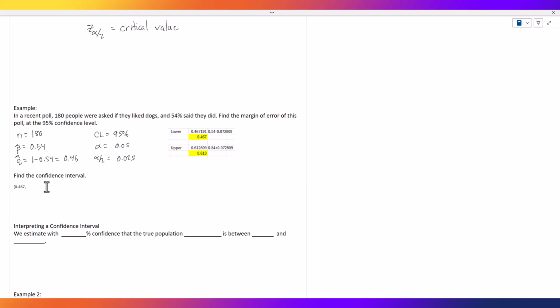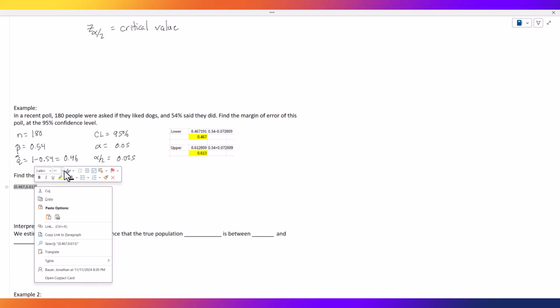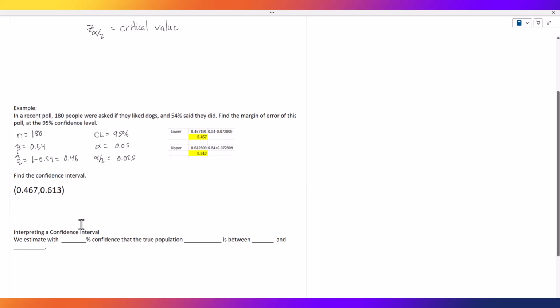0.467 comma 0.613. Sorry, that's a little bit smaller. And the confidence interval, that just kind of goes back from what we had. I'll make it a little bit bigger there for you to see. But that's our confidence interval. This is interval notation, so it opens at 0.467 and closes at 0.613.